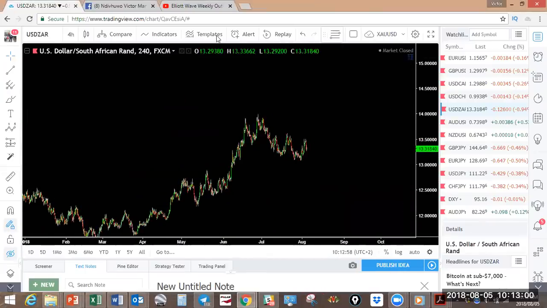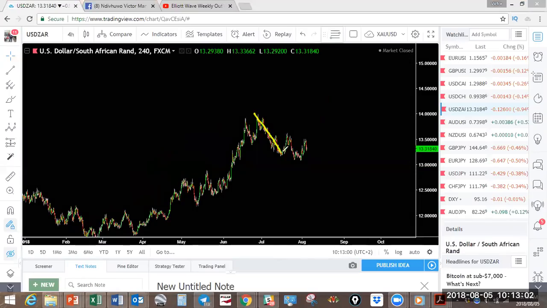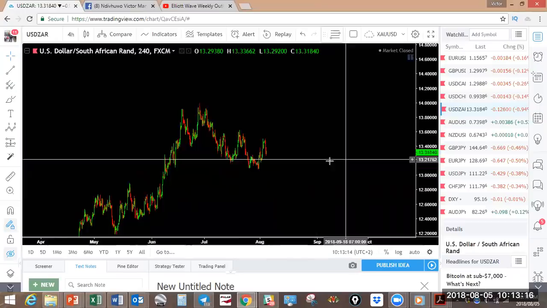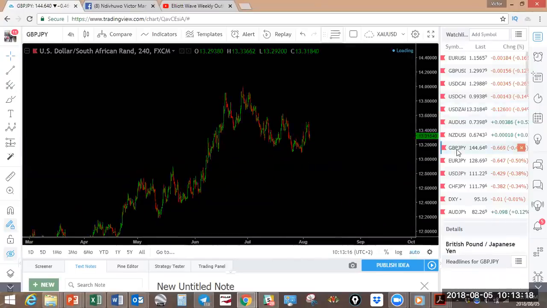So this may even be like this. Okay, maybe a running flat like that, but still the structure will be the same and you'll still get that upside. Okay, so that's US dollar ZAR. Now let's go into the yen pairs. We'll start with pound JPY.